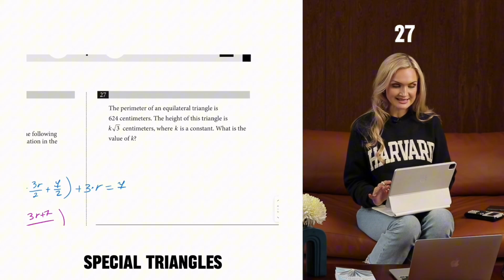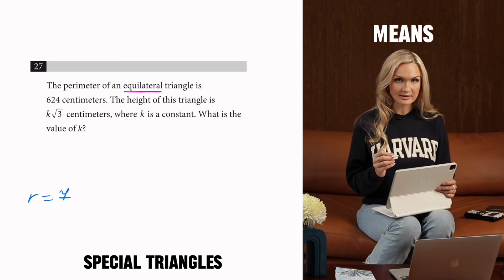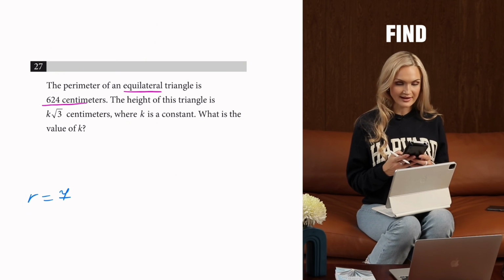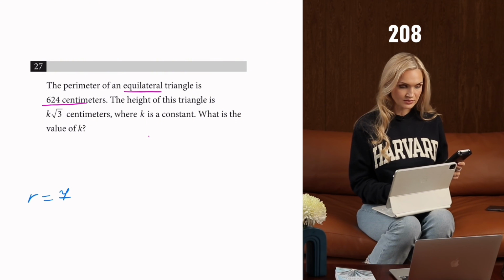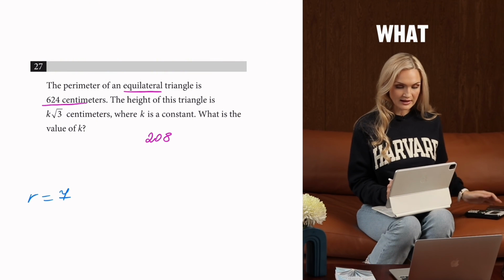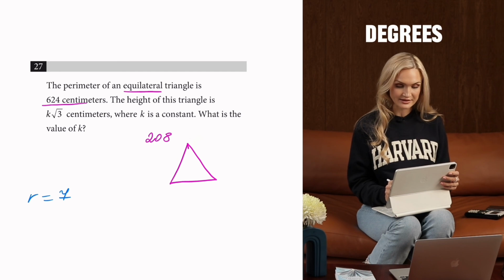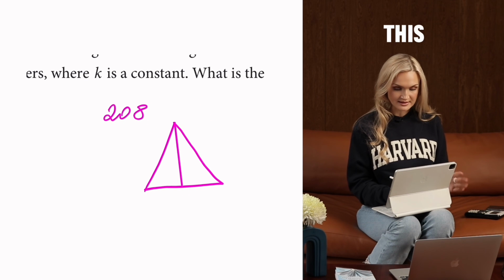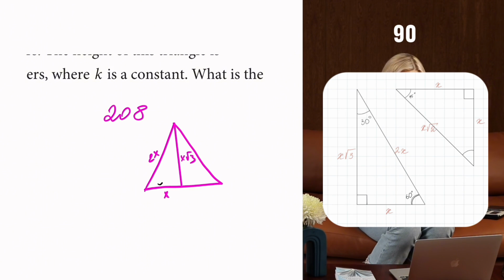Last question, 27. Whenever they use an equilateral triangle, it is never an accident. Equilateral means all 3 sides are equal, and the perimeter is 624. To find each individual side, we'll need to divide by 3, which is 208. And what else we know about an equilateral triangle is that every angle is going to be 60 degrees. So we know that the height, k rad 3, and we know that this is going to be 2x, this is going to be x, and this is going to be x rad 3. These are your basic 30, 60, 90 ratios.